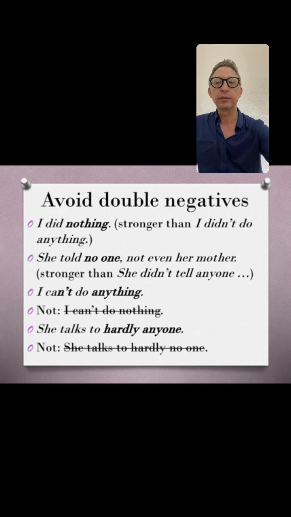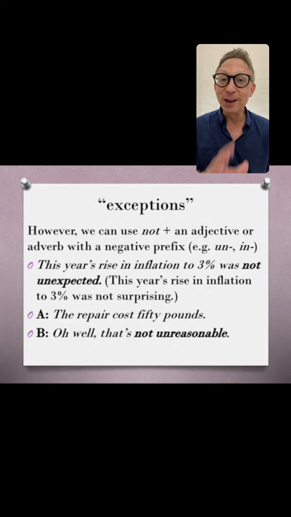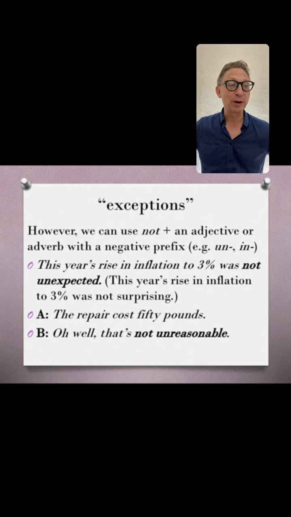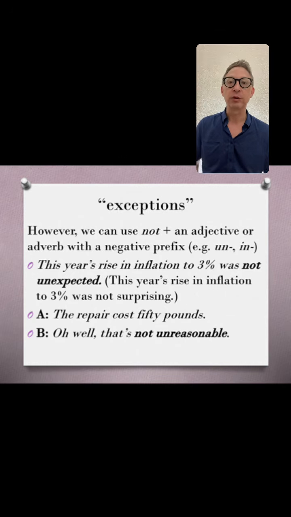Finally, we end on this, the exceptions to the double negative. And I love these exceptions because I use them a lot in my own writing. But we can use not and un for some reason in English, and it doesn't make sense because un is rightly considered negative, but it's not in a grammatical context. So we can say not unexpected. This year's rise in inflation to 3% was not unexpected. In other words, it was not surprising. People thought it might happen.